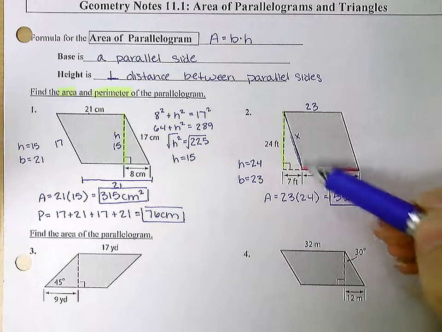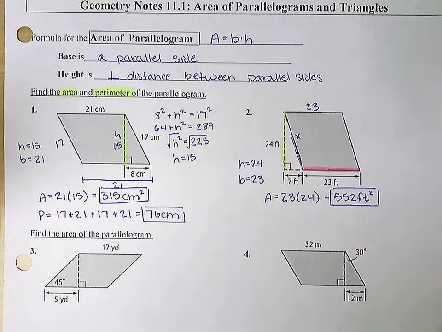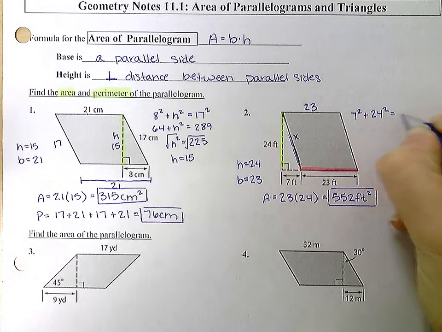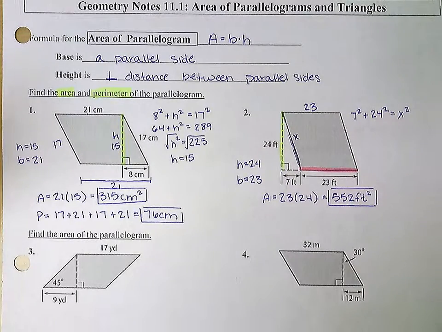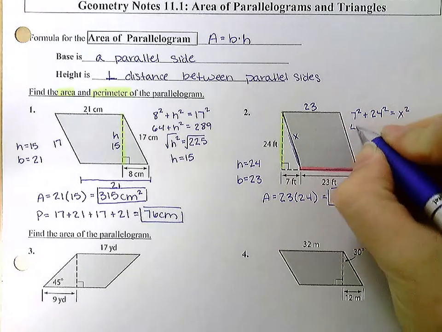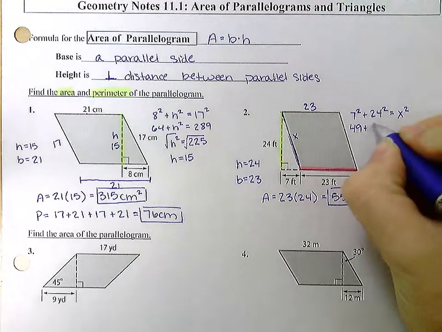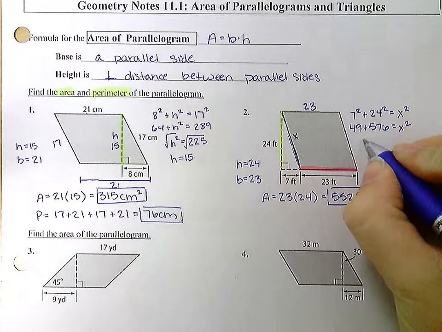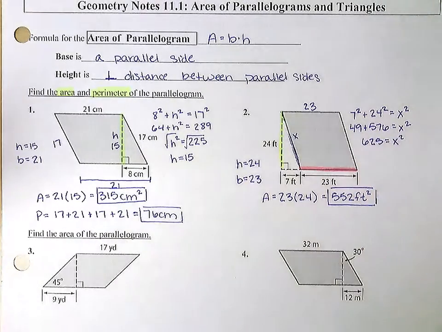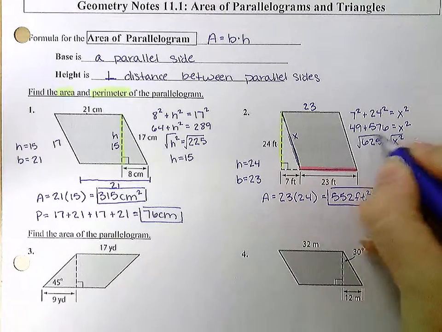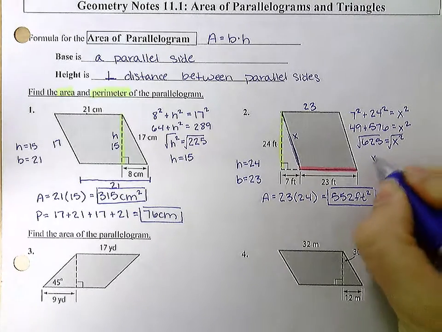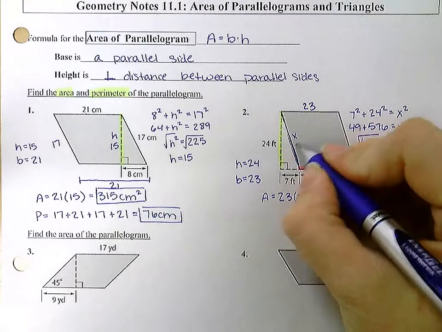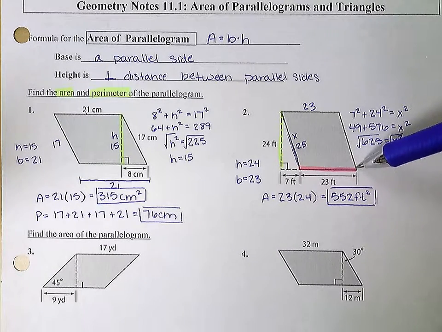So again, I have this right triangle formed with my height, so I can use the Pythagorean theorem to solve for that side. So I would have 7 squared plus 24 squared is equal to x squared, since I'm trying to find the hypotenuse of that right triangle. So I have 49 plus 576 is equal to x squared. That is 625 is equal to x squared. Again, take the square root of both sides, and that x value will be 25. So that means this side of my parallelogram is 25 feet, meaning this side is also 25 feet.